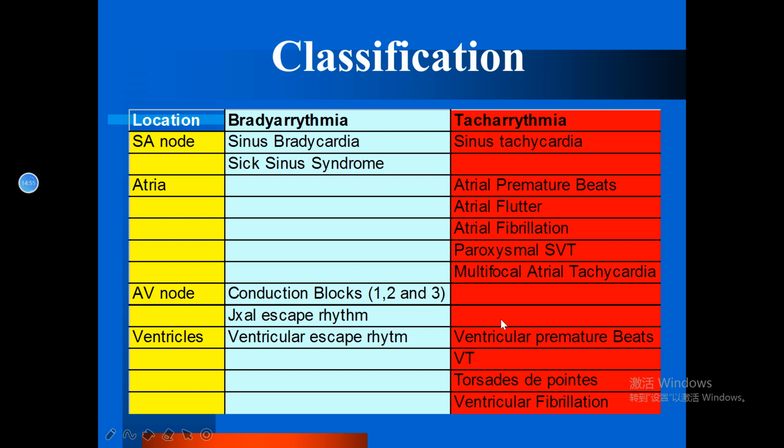So the classification is really important for us, because there are many kinds of arrhythmia, but we can divide them into several classifications. Bradycardia, tachycardia, right? That means the speed of arrhythmia. And second, we can classify them into different locations, like the sinus node arrhythmia, atrial arrhythmia, AV node arrhythmia, and ventricle arrhythmia, right?